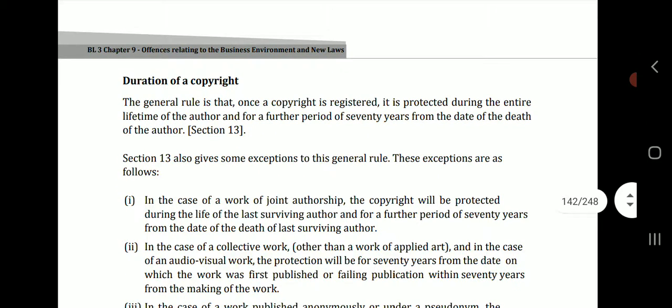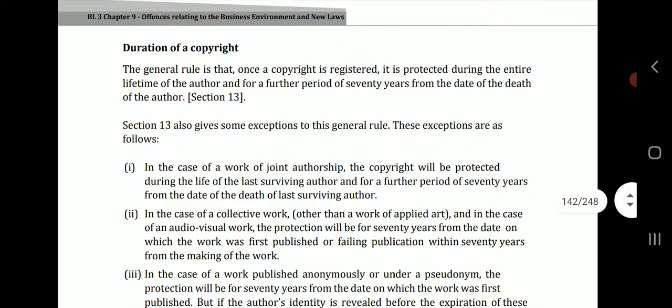So, duration of the copyright, things you have to mention: the general rule is that a registered copyright is protected during the entire lifetime of the author. So what happens if the author dies? From the day the author dies, a period of 70 years will be protected. So the 70 years of their work will be protected from the day after the author dies.